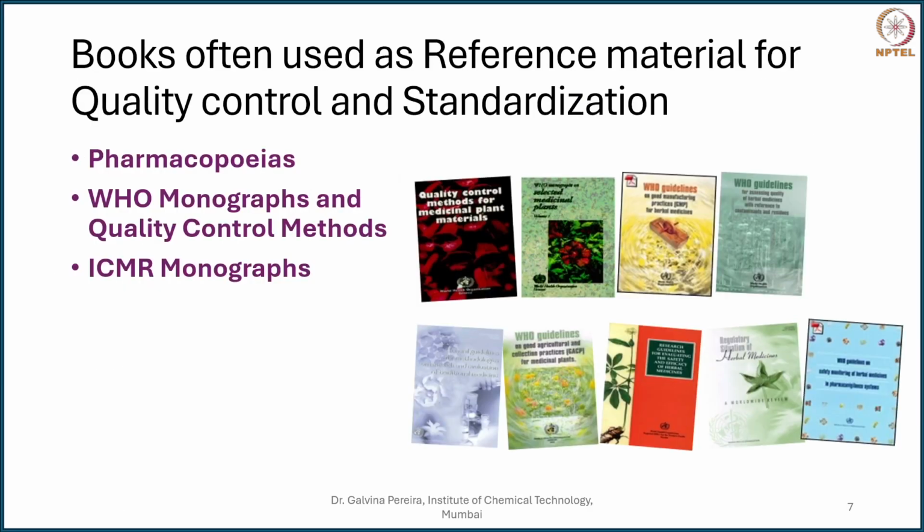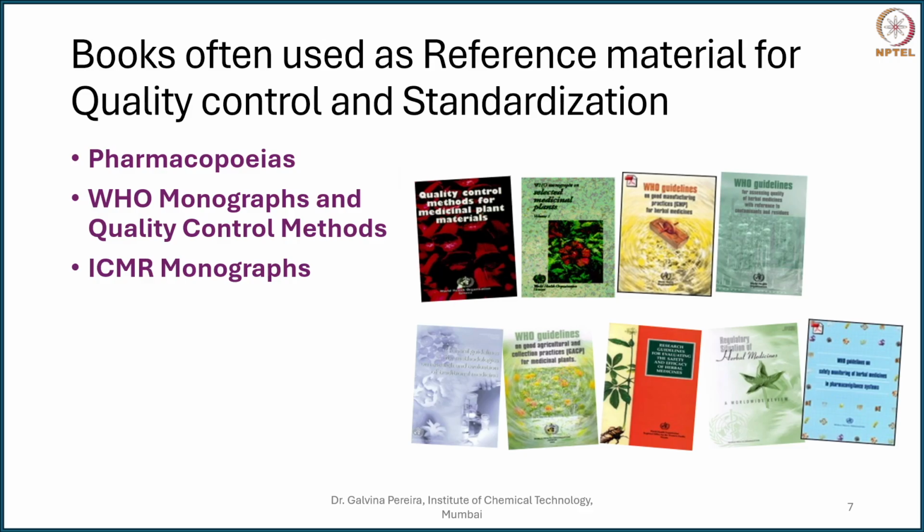Now, there are books which often help us in identification. How do we know? These books include your pharmacopoeias. Every country tries to develop its own pharmacopoeias to set up standards, or minimum standards that your raw material should meet in order to be compliant or of good quality.